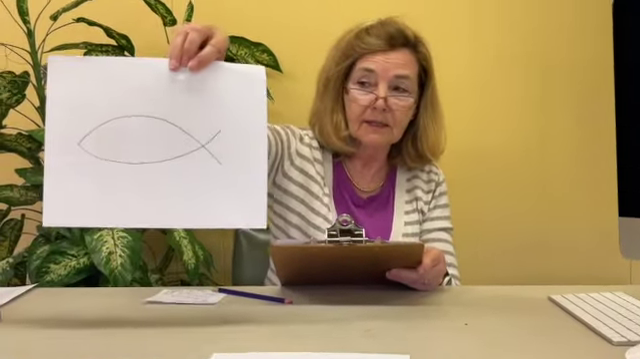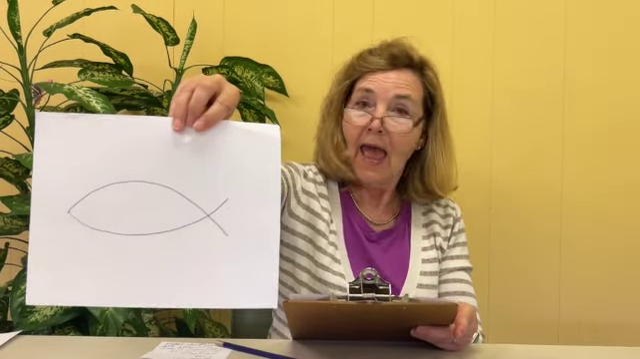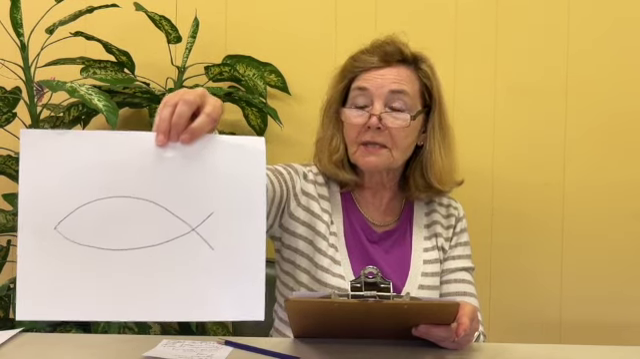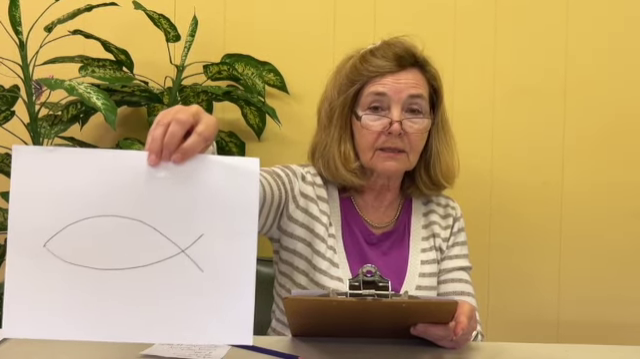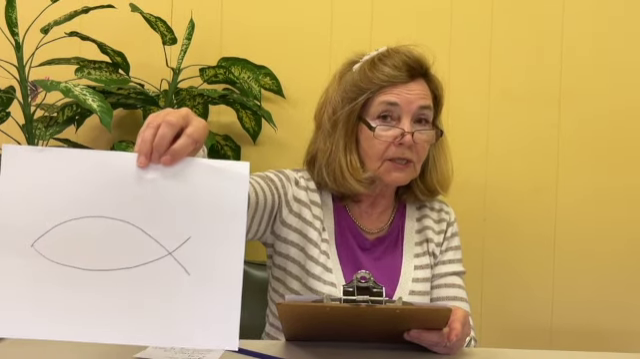Now, has anyone seen a symbol like this? It's actually a fish. Early Christians used this symbol to represent Jesus. And they used it as a secret code so that religious leaders who didn't support Christians and government leaders wouldn't know where they were meeting. This way, they were protecting themselves.